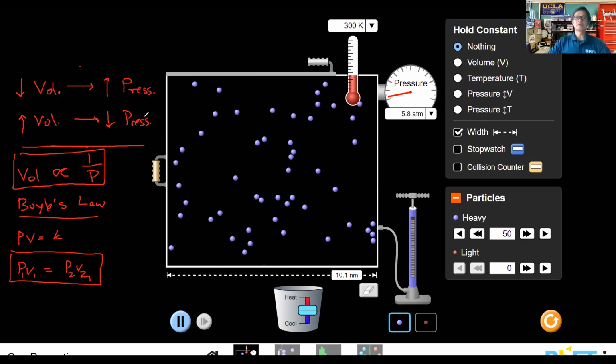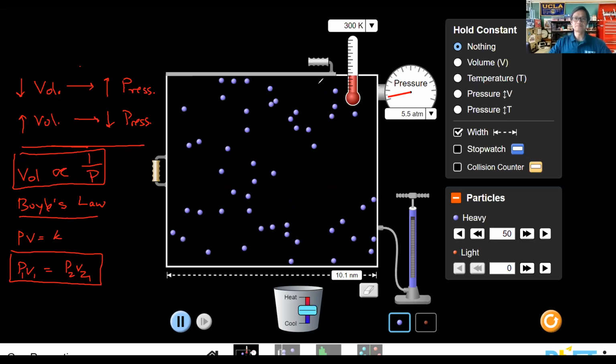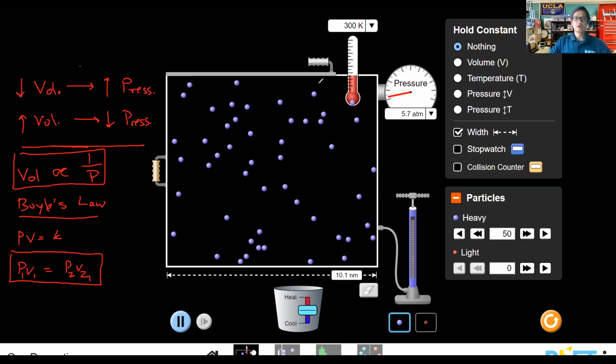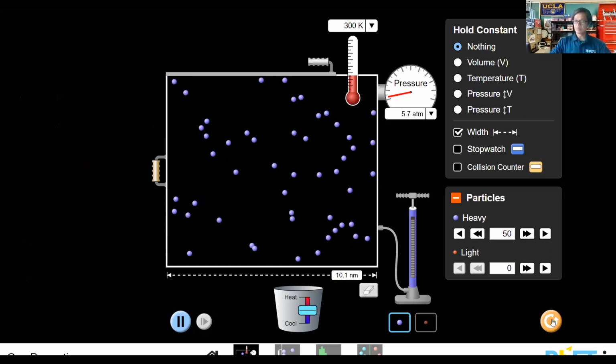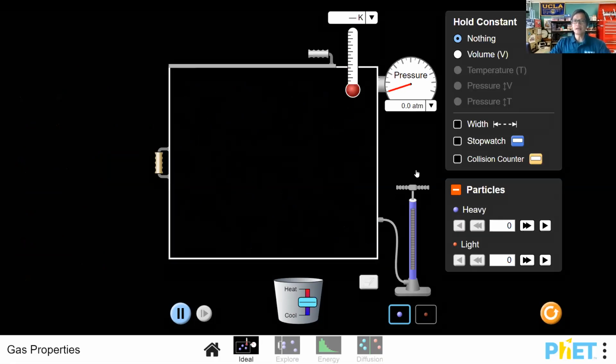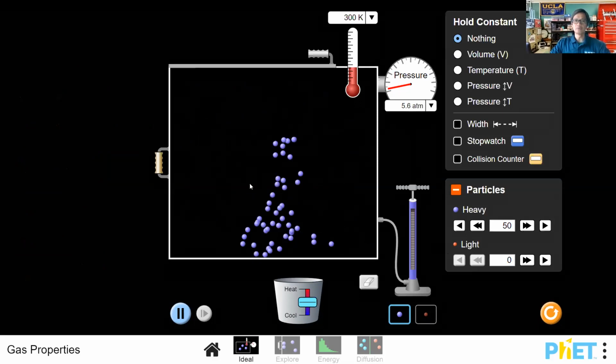Let's go ahead and save this. What else affects the pressure? Let's start all over again, so we have a new set of conditions to work with. I'm going to put in the gas particles again. This time, though, I'm not going to change the volume.